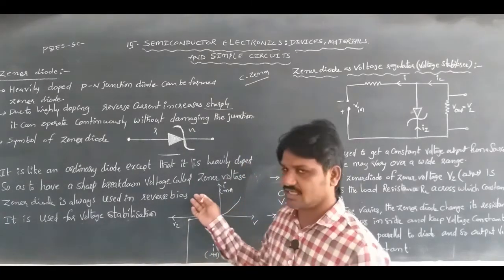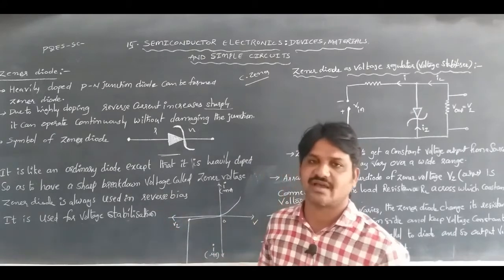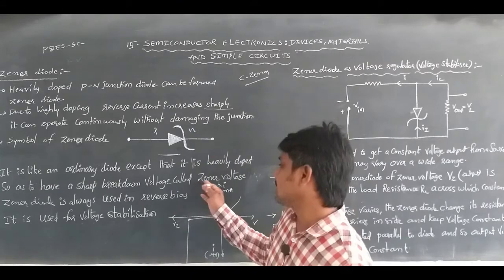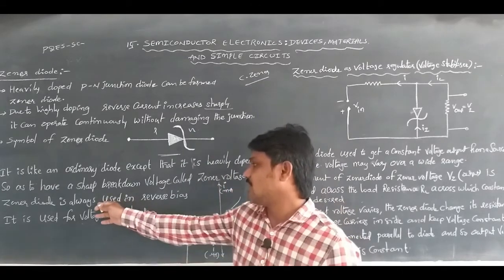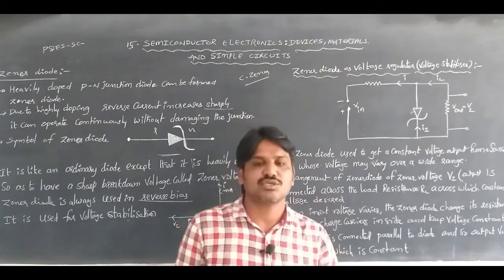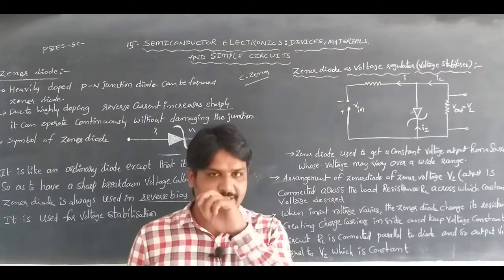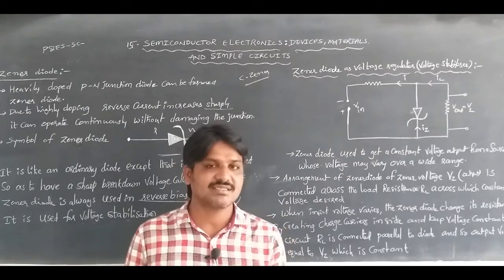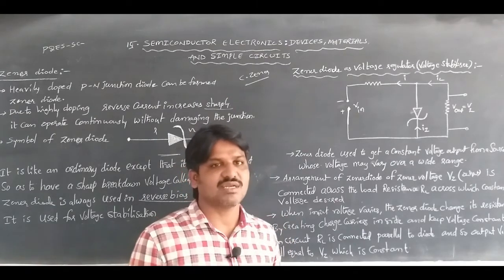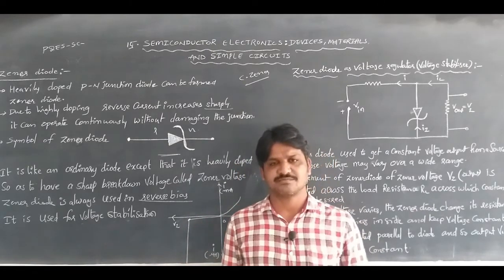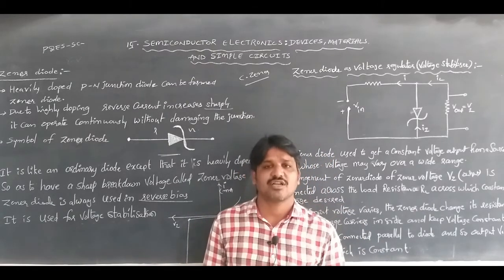Whenever it is reverse biased, the diode has a sharp breakdown voltage, which is called the Zener voltage. The Zener diode is always used in reverse bias, so it is used for voltage stabilization, as a voltage regulator, to stabilize the voltage. Like nowadays we use voltage stabilizers for electronic gadgets.